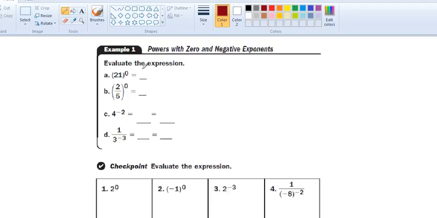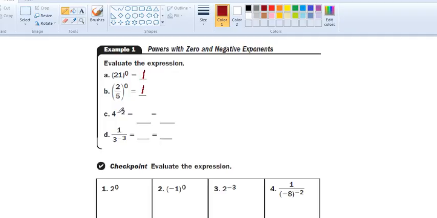Okay, we're going to put this right to work on example 1. So example 1 says 21 to the 0 power. So here's what we know. We know any number to the 0 power is 1. Letter B, same deal. It's a fraction, but it's to the 0 power, so it's 1.